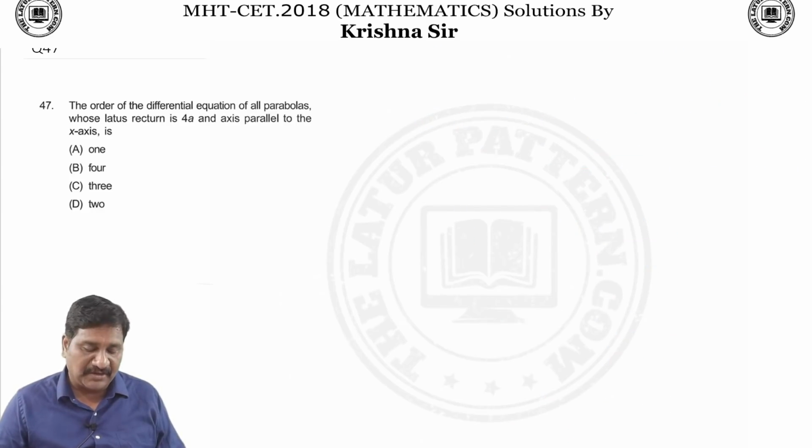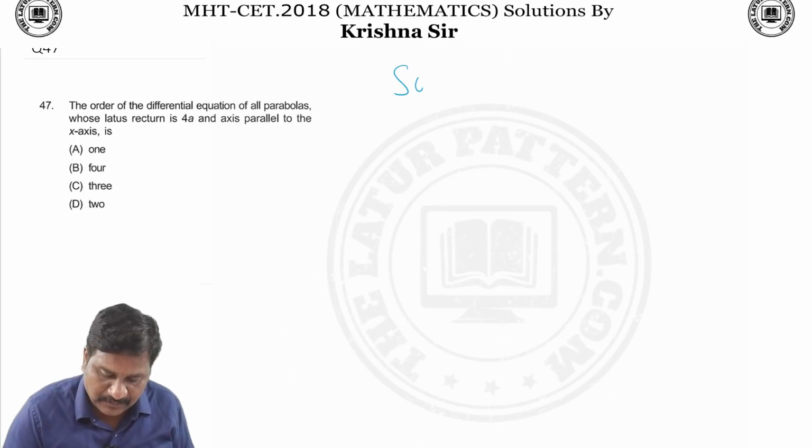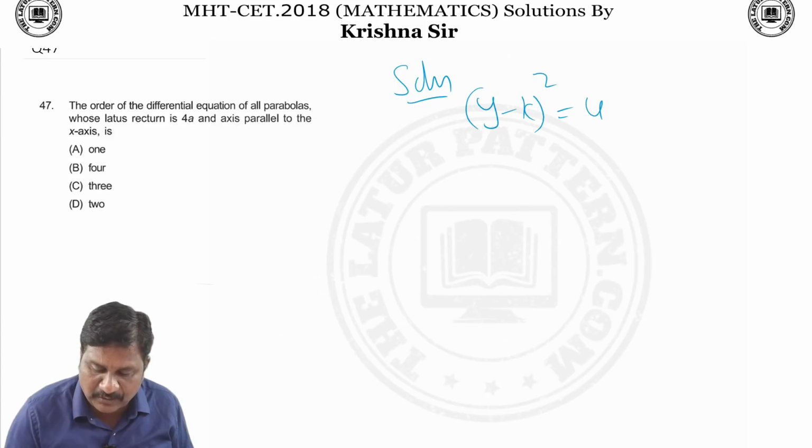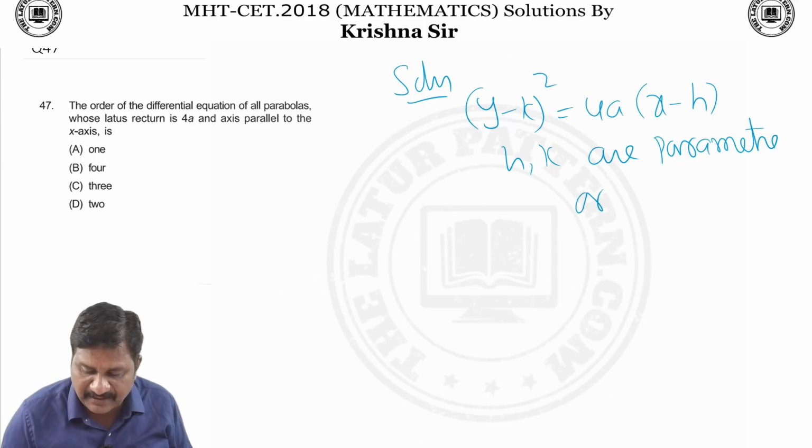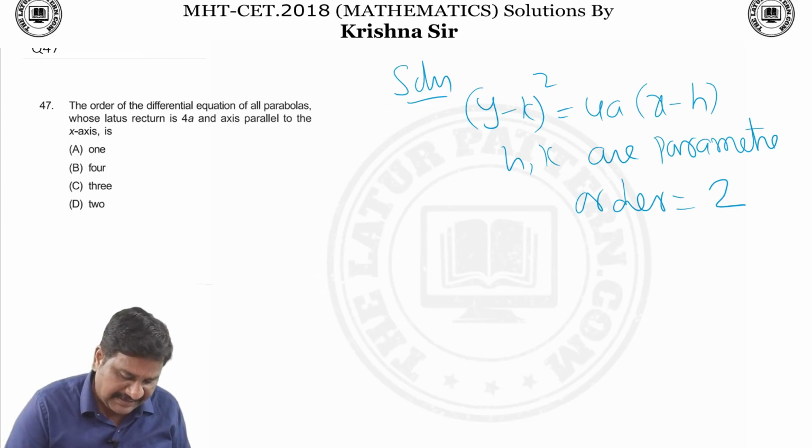The solution of question number 47. The order of the differential equation of all parabolas whose latus rectum is 4a and axis parallel to the x-axis. So the equation of the parabola is (y minus k) whole square is equal to 4a into (x minus h), where h, k are parameters. So two parameters, then its order is equal to 2. So the given option is D.